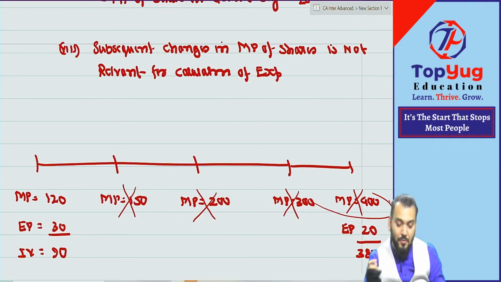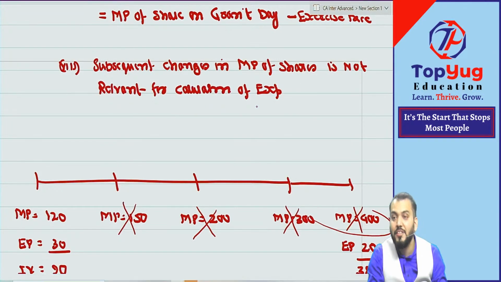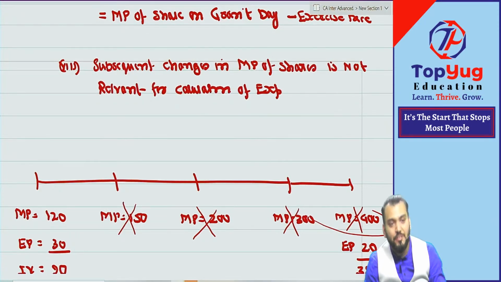This is perfect for a CA student. Now what I have said: subsequent changes in market price of shares is not relevant for calculation of expense. This statement you have understood, but the logic behind this you have not understood. It means you need to ask me, so why? So I will answer.